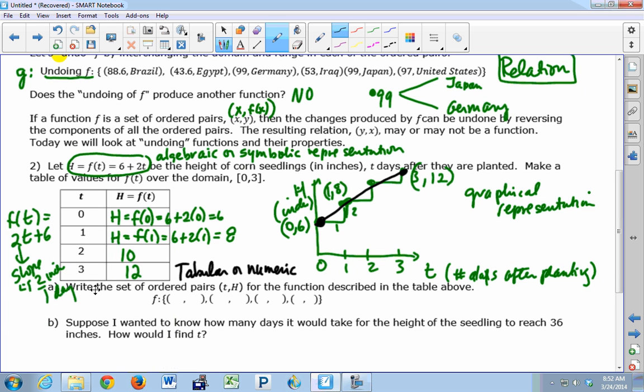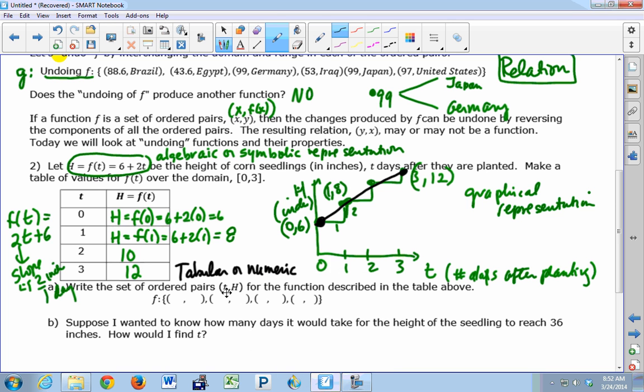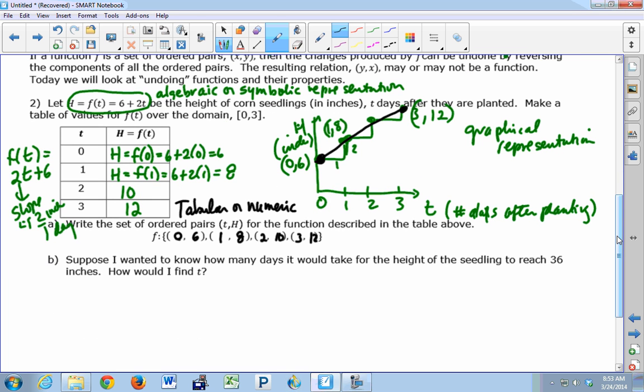So if we want to write the ordered pairs for this particular function, notice your input is t and your output is h. Okay, so let's do the ordered pairs here. My first ordered pair would be (0, 6). My next one would be (1, 8), (2, 10), and then finally (3, 12).